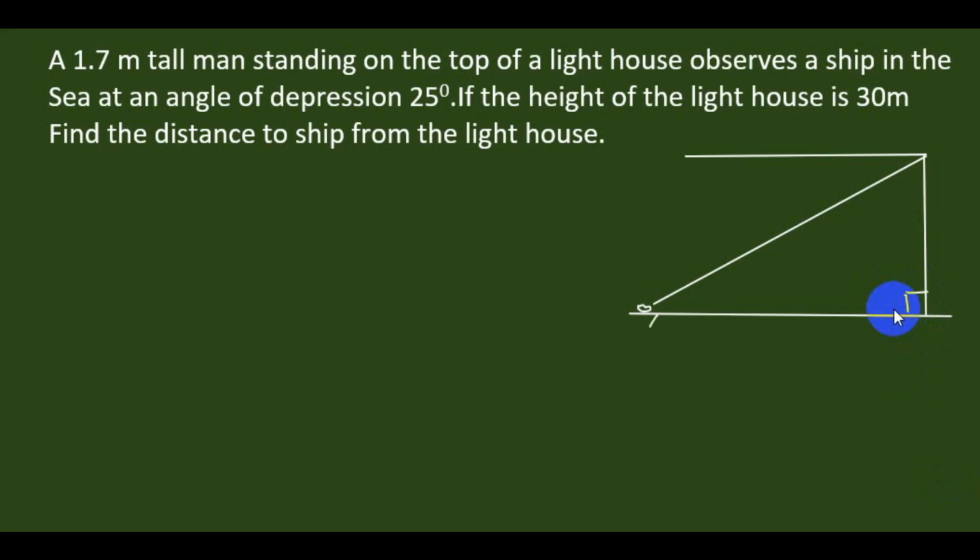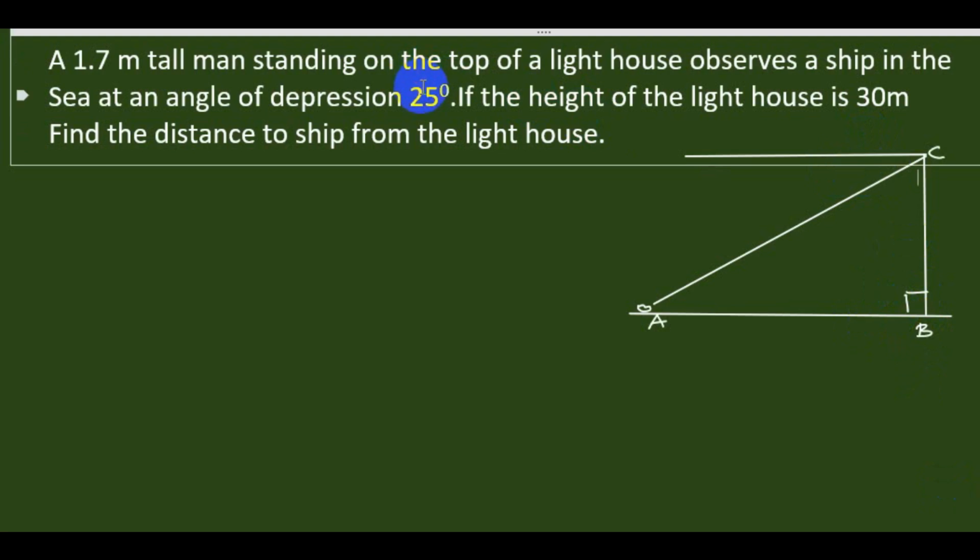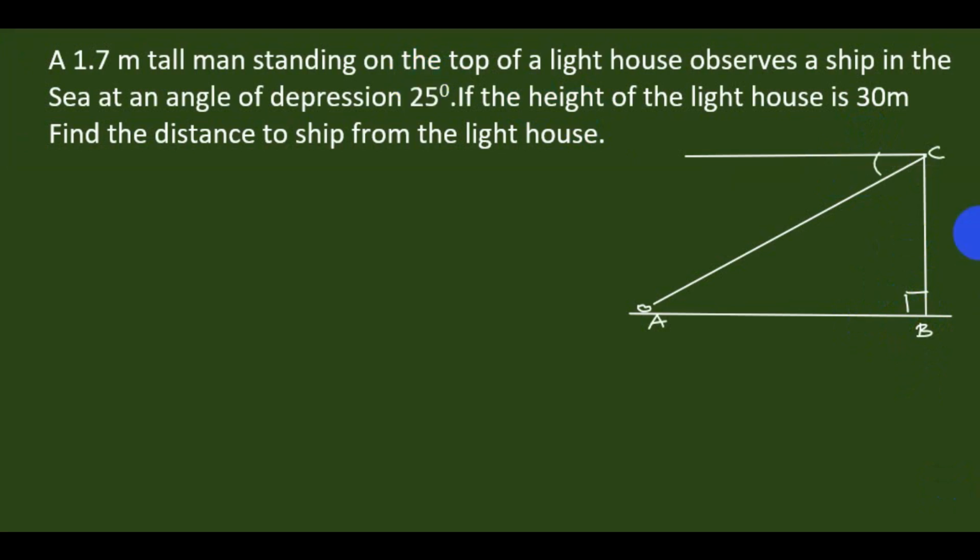Let us name the triangle ABC. And so this one is the angle of depression. It is set to 25 degree. 25 degree is that one. 25 degree is angle of depression. This one is the man and the lighthouse together. Okay, therefore 30 plus 1.7 will be 31.7 meter.